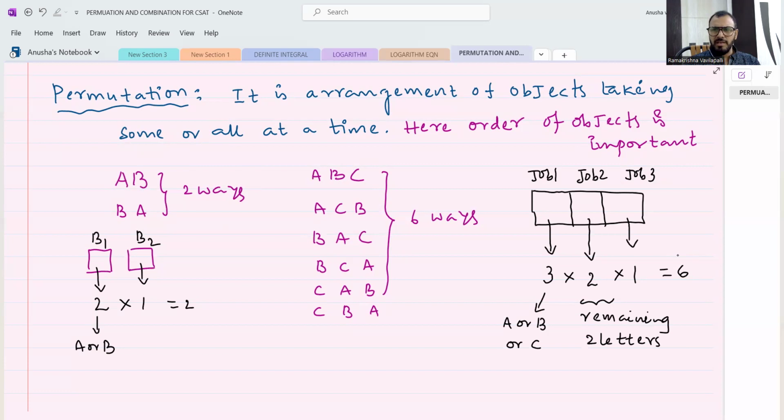Whatever kind of question they have given, you can solve using this box method, whether to form numbers, or arrange objects, persons or letters. For any kind of question, almost everywhere, you can use this box method. I'll give you one more example.